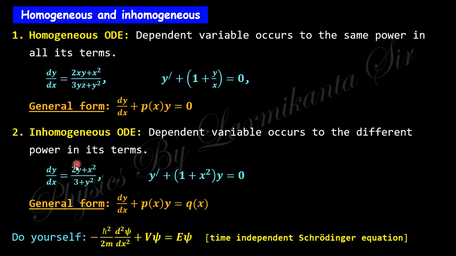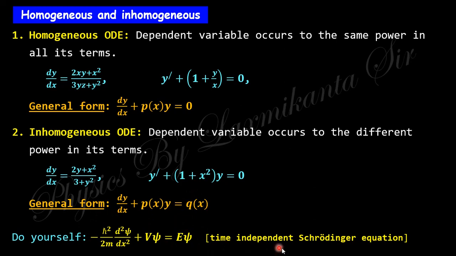There you can see this order is 1 and here this order is 2, that's why this is called an inhomogeneous ordinary differential equation, because there is only dy/dx, there is no partial derivative, that's why this is an ordinary differential equation. This is your homework, try it: (h cross squared by 2m) d²psi/dx² plus V psi equals E psi.